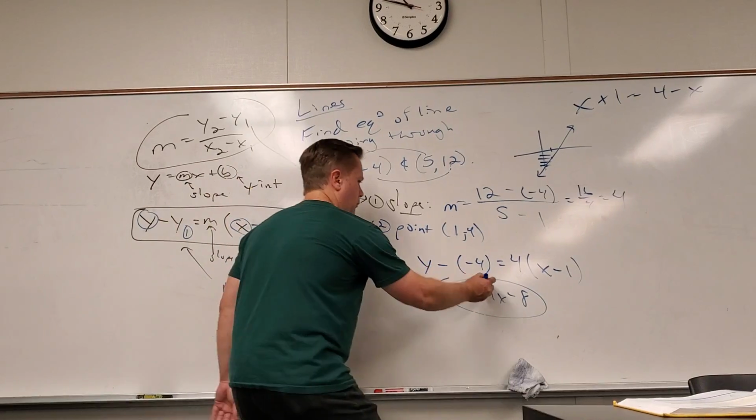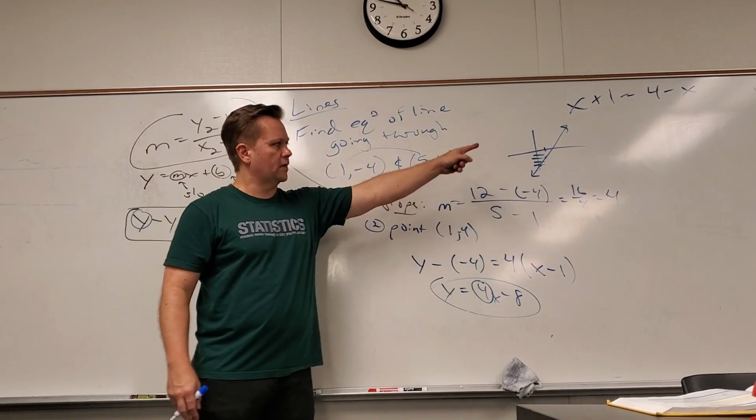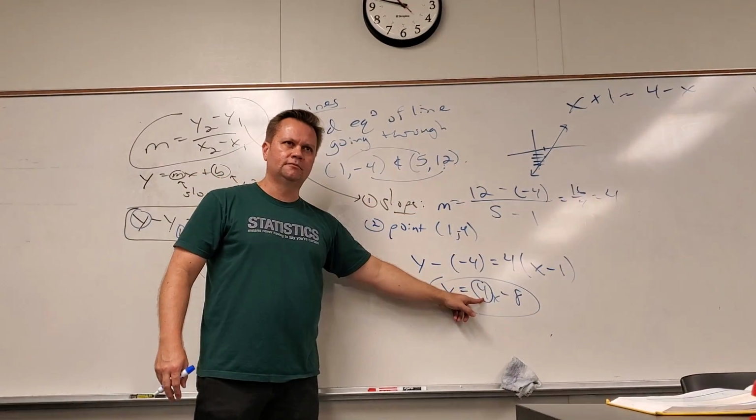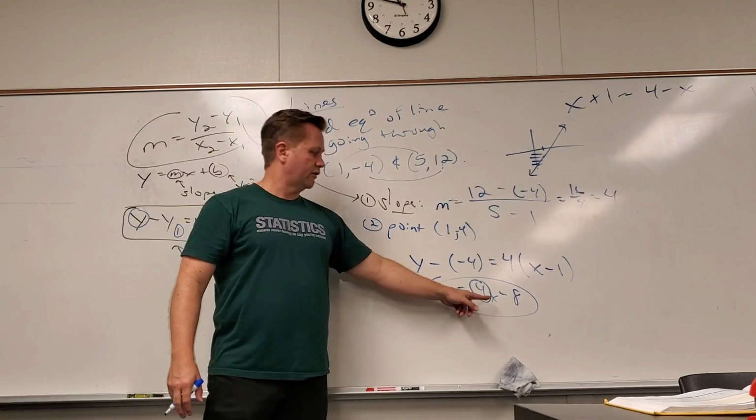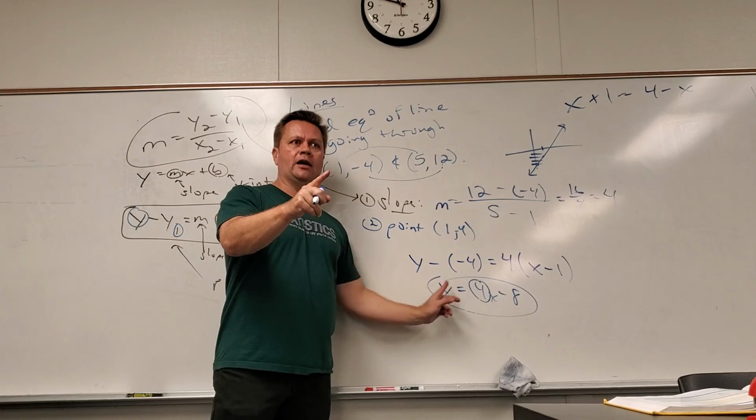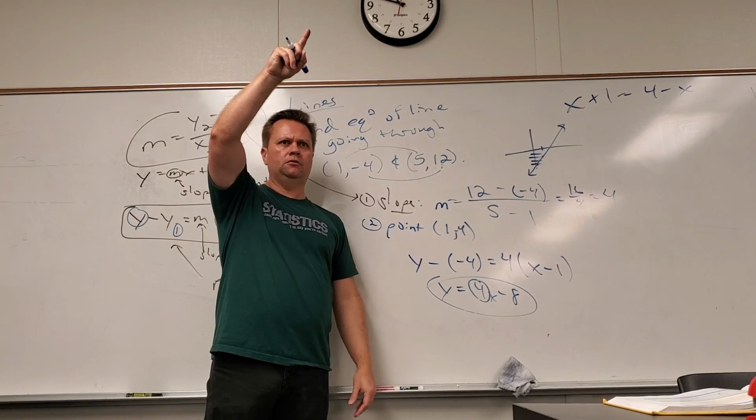So this is the slope, right? I don't know if you guys were paying attention, but what does that tell you? Up 4 over 1. So for every step in the x direction, y goes up by 4. Is that cool?